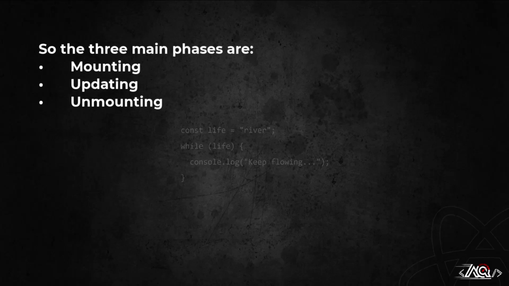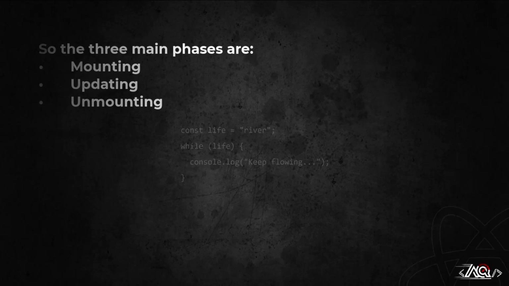The component lifecycle describes the different stages a React component goes through. You can think of it like the life of a component. It is created, it may update, eventually it is removed. So the three main phases are mounting, updating, unmounting.